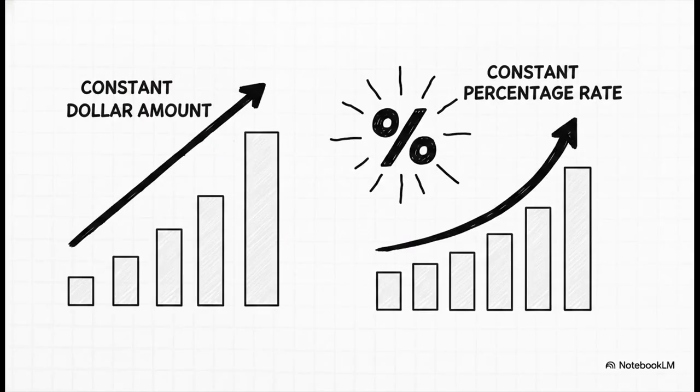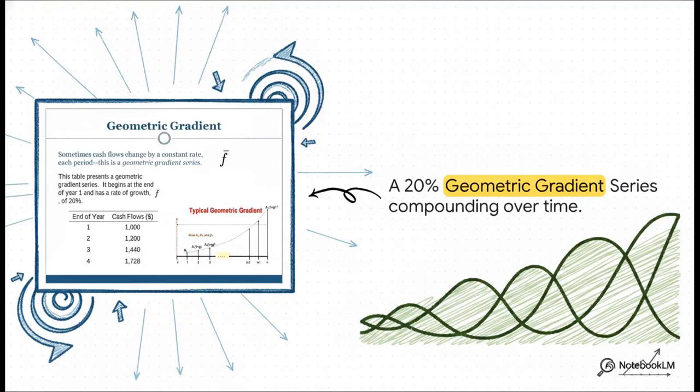Now that handles flat dollar increases perfectly. But sometimes things scale a little more aggressively. Sometimes cash flows don't just step up by a flat amount, they grow by a constant percentage rate. And that is when we hit the geometric gradient series. Check out these data points.